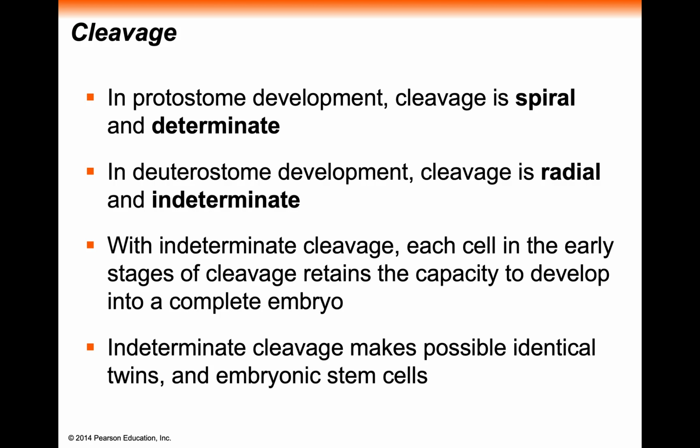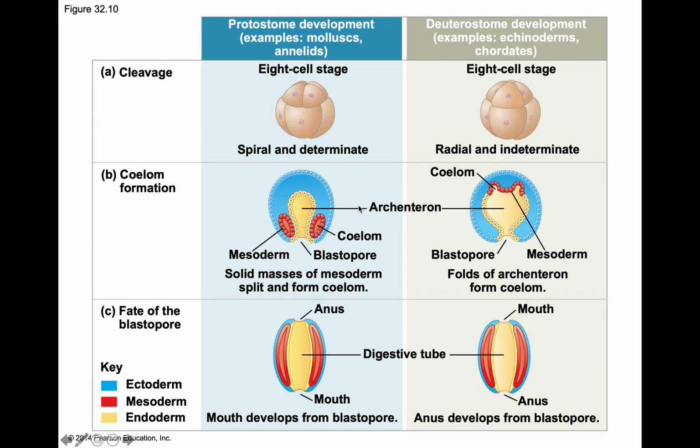I'm thinking I said something wrong a second ago about protostomes and deuterostomes, so let's just review this real quick. Here we have protostomes: cleavage is spiral and determinate. In other words, it's rotated a bit, and the fate's already been determined. Whereas in deuterostomes, the cleavage is radial and indeterminate. In other words, any of these cells can become another cell. So let's take a look here.